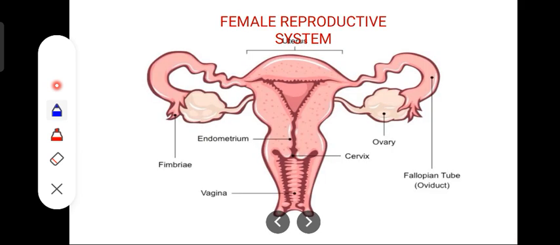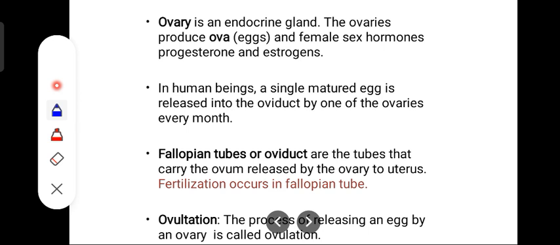So let us first discuss the female reproductive system. You can see the picture here, and I will explain the different parts of a female reproductive system one by one. Let us see what are the structures included in the female reproductive system. The first one is ovary.